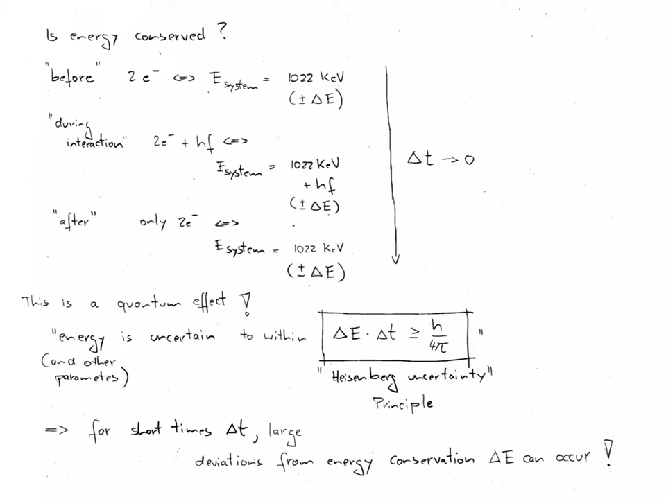Before the repulsive interaction between the two electrons, the total energy of the system is the mass of the two electrons, 1022 kilo electron volts. The shorter the time over which this interaction takes place, the more uncertain this energy can be. So during the interaction, the total energy of the system is somewhat larger than 1022 keV. Afterwards, when the photon has been absorbed again by the second electron, the combined energy of the system is again 1022 keV. So only briefly, over the delta T of the interaction, energy conservation was violated, but still in agreement with the uncertainty principle.